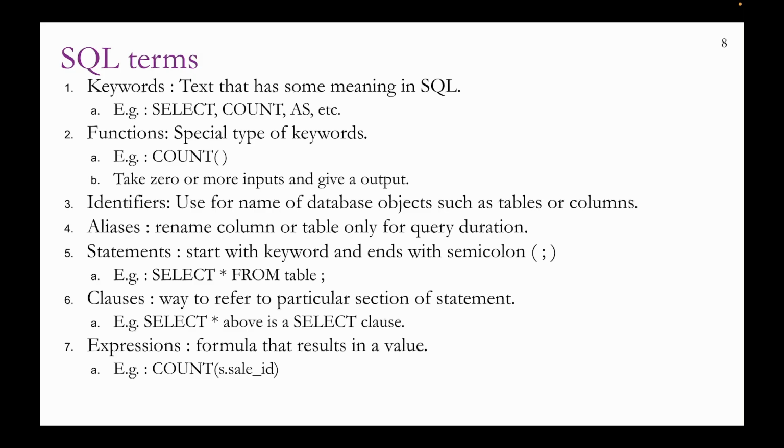Next is function. Functions are a special type of keywords. In functions, you give some input and they output something. Identifiers. Identifiers are used to name some database objects such as tables and columns. We give names to tables and columns, and these names are called identifiers. Aliases are the names we give during the query. We will learn more about them when we write our queries.